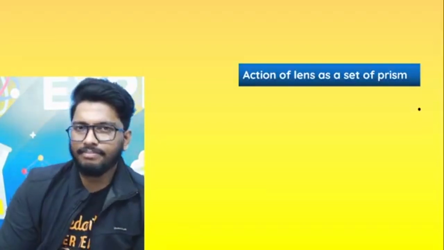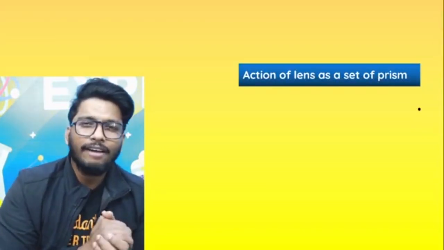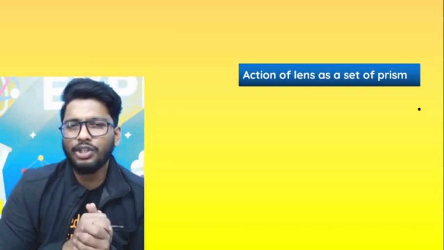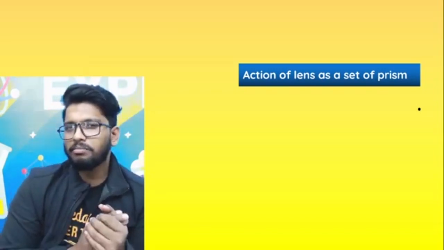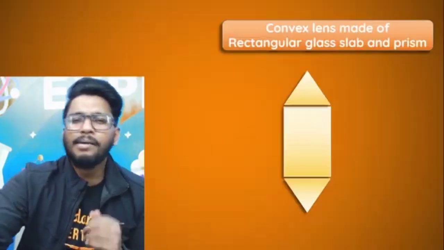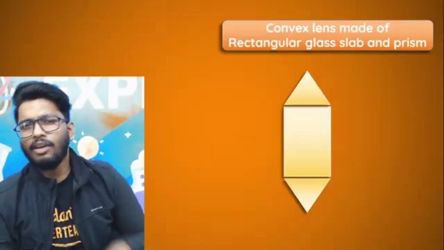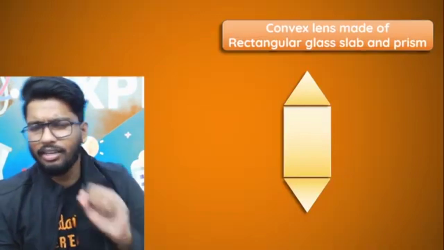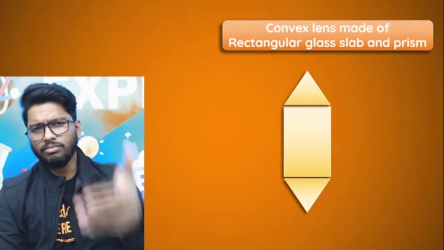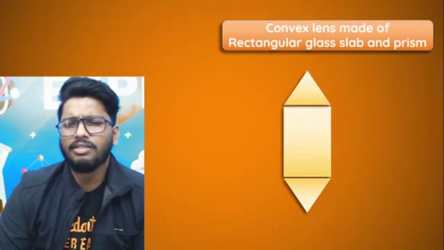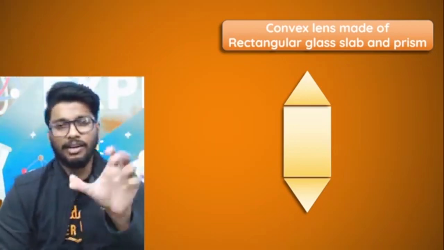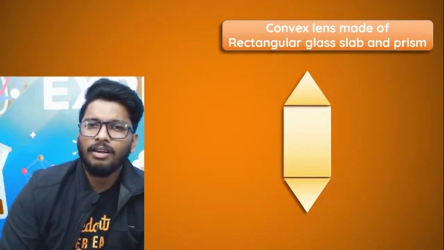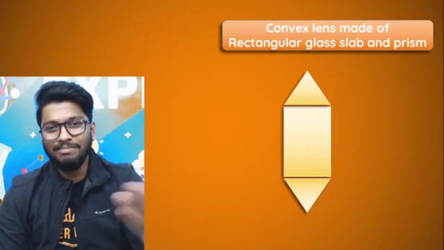What if we were to imagine the lens as a set of prisms put together? Now, what do we mean by that? Imagine I have a convex lens. A convex lens geometrically can be divided into 3 shapes. The one on the top is a triangular prism. The one in the middle is a rectangular prism, or you can say a rectangular glass slab.